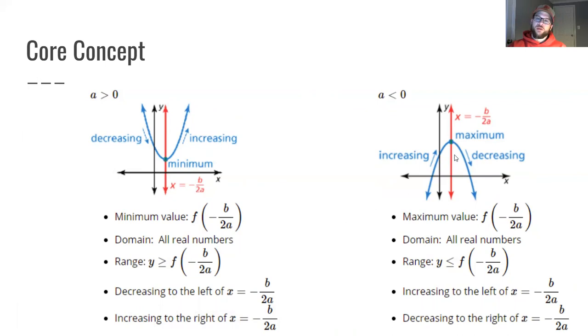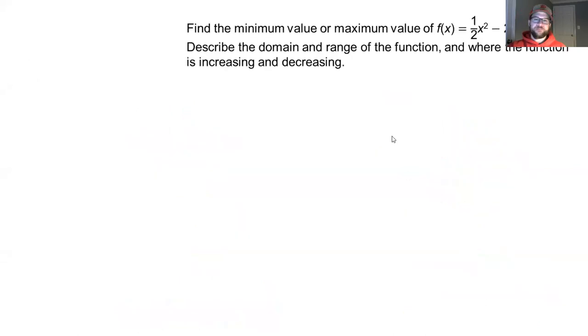Okay? Same thing over here if we flip it. Because this parabola is pointing down, your vertex is a maximum value. Domain is still all real numbers because it goes forever to infinity left and right. And your range is all y values less than your maximum, because maximum means highest.